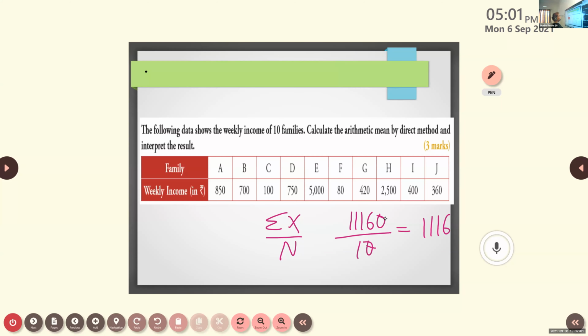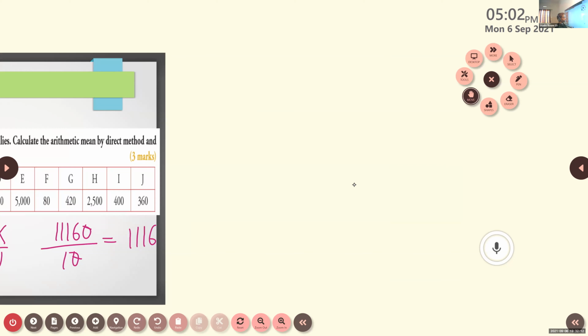Like this, this is the direct method through which we can find the mean. Now there is another method. Whenever the figures are very large, here you can see 2,500, 5,000, 400, 360, like that, or whenever there are so many observations, we can use the assumed mean method. So this is another method through which we can find the mean.